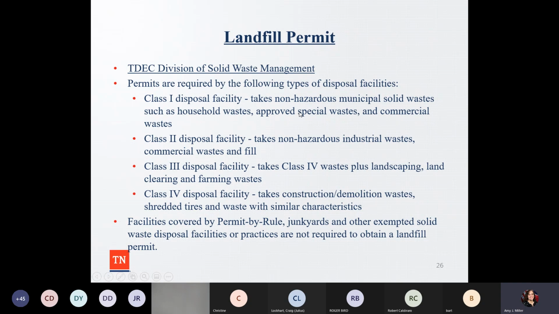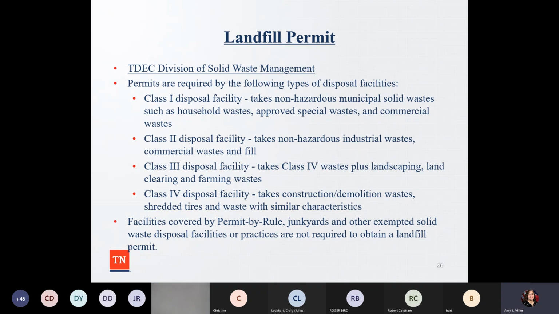So landfill permit. So again, this is another one from the TDEC Division of Solid Waste Management. They are required for various types of disposal activities. Class 1 is non-hazardous municipal solid waste, such as household waste, approved special waste, and commercial waste. Class 2 is non-hazardous industrial waste, commercial waste, and fill. Class 3 takes class 4 waste plus landscaping, land clearing, farming waste, and class 4 disposal takes construction demolition waste, shredded tires, and waste with similar characteristics.